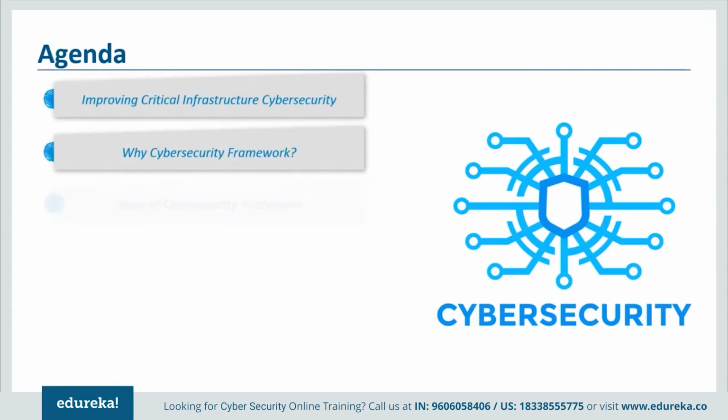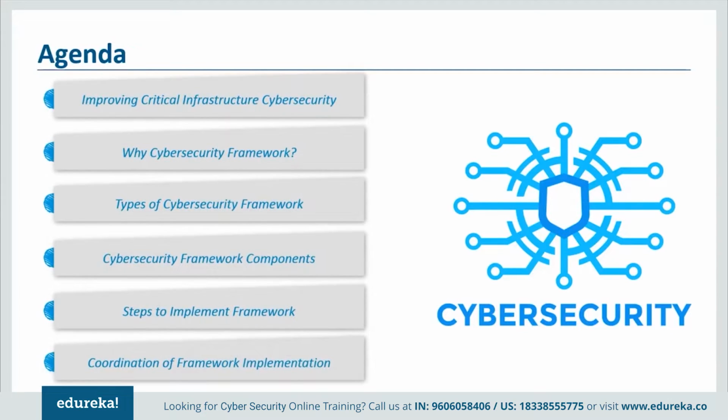Alright, to begin with, we'll see how the US government recognized the need for a reliable function to secure the national and economic infrastructure to improve critical infrastructure security. Next, we'll discuss the importance of cybersecurity frameworks and why it is required in an organization. Then I'll tell you about the different types of frameworks. Moving on, I'll tell you about the components that make up cybersecurity frameworks. And after discussing the framework, I'll tell you what steps are required to implement frameworks in an organization. Finally, I'll describe a common flow of information and decisions at the different levels within an organization.